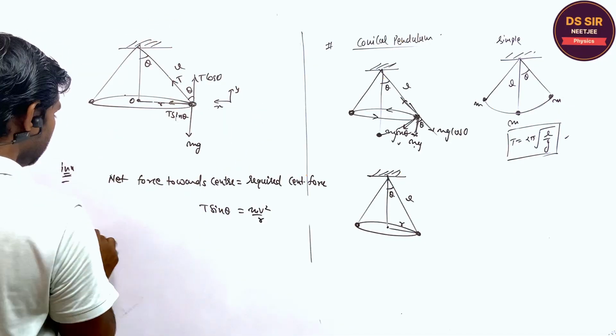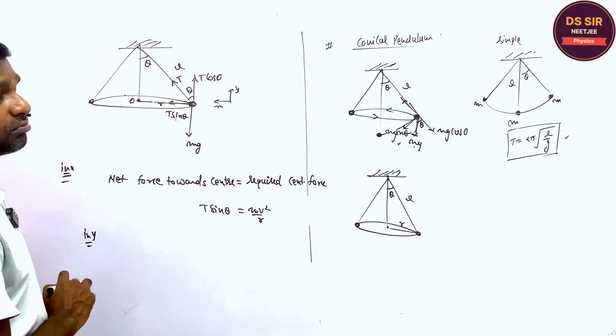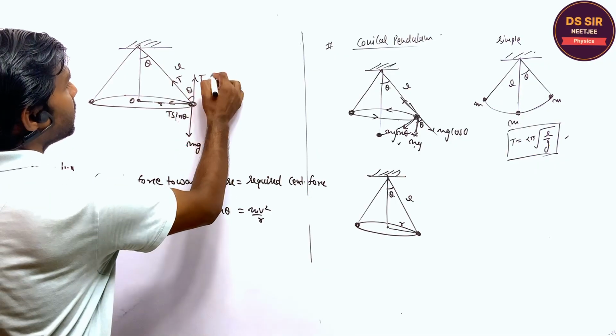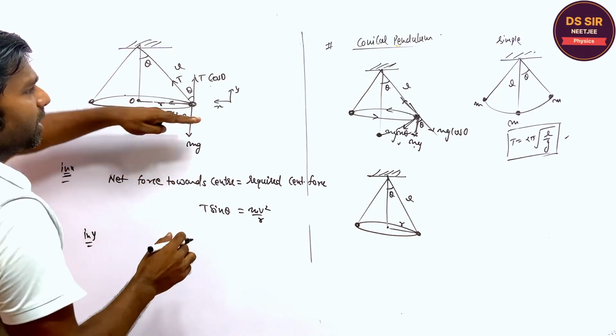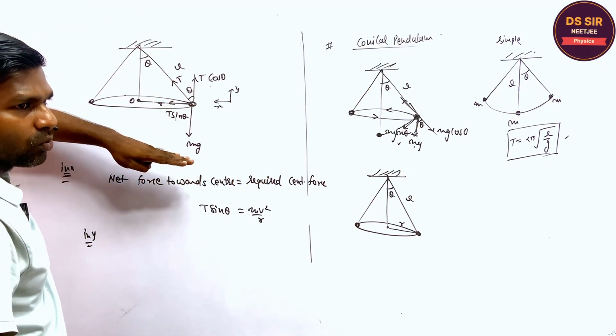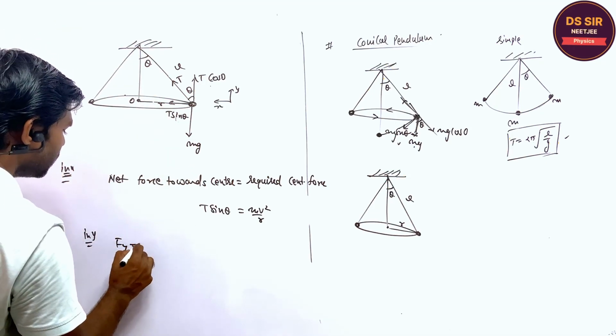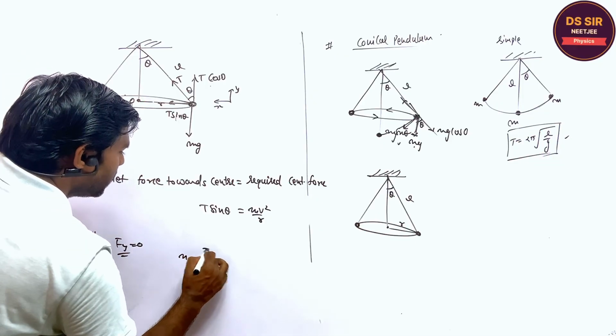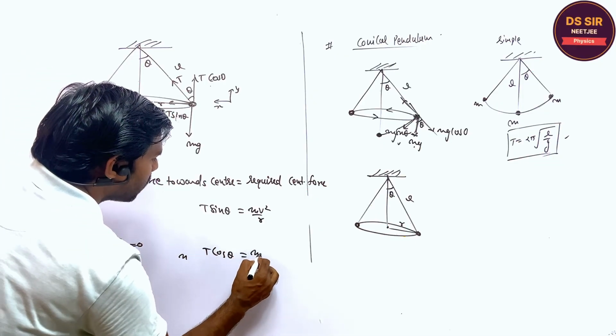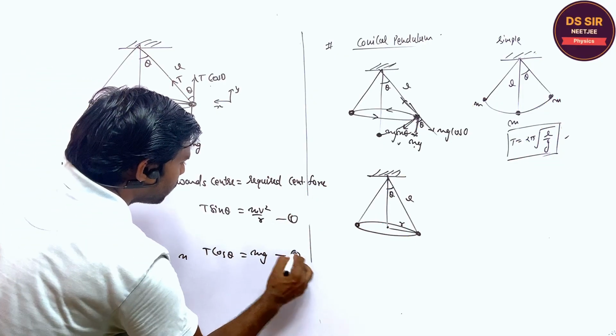And in the y direction, can you tell me what is the relation between T cos theta and mg? It is not going up, it is not going down. The net force in the y direction is 0. Therefore, T cos theta will be equal to mg. Equation number 1 and equation number 2.